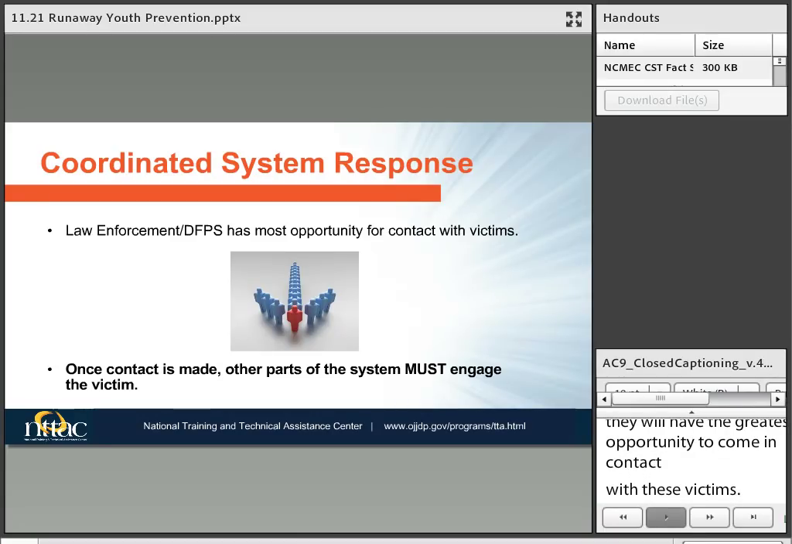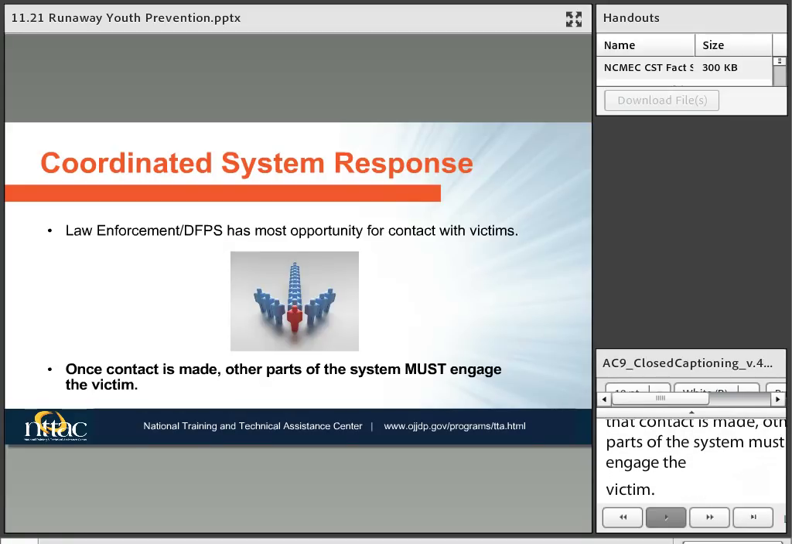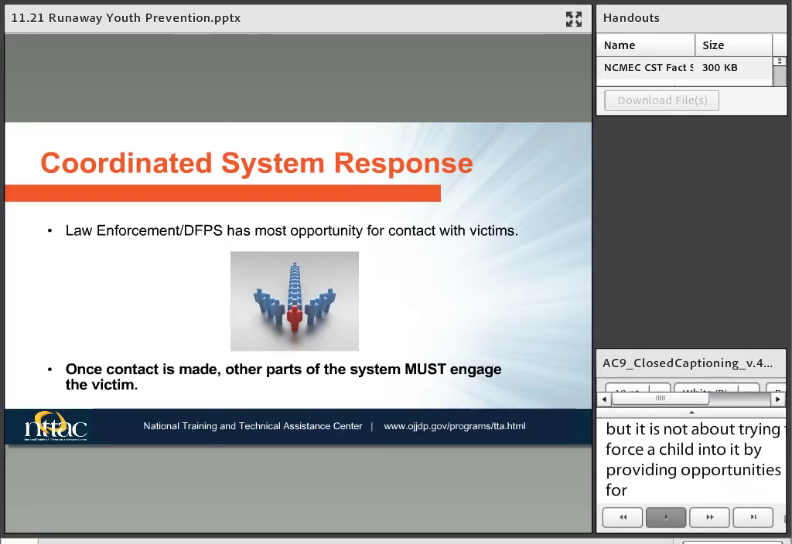And I really liked Dominique's slide, what she called the barriers. Sometimes we have things out there, but it's not about trying to force a child into it, but providing the opportunities to engage them in the process to see if we can focus on what they are running from and whether we can find resolution to that across the board.